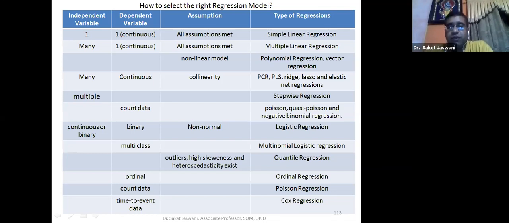If you are not able to meet the assumptions, use quantile regression. If the dependent variable is collected as ordinal data, a ranking, then use ordinal regression. If it is not continuous but ordinal, use ordinal regression. If it is a count, Poisson. If it is time to event data, Cox regression.